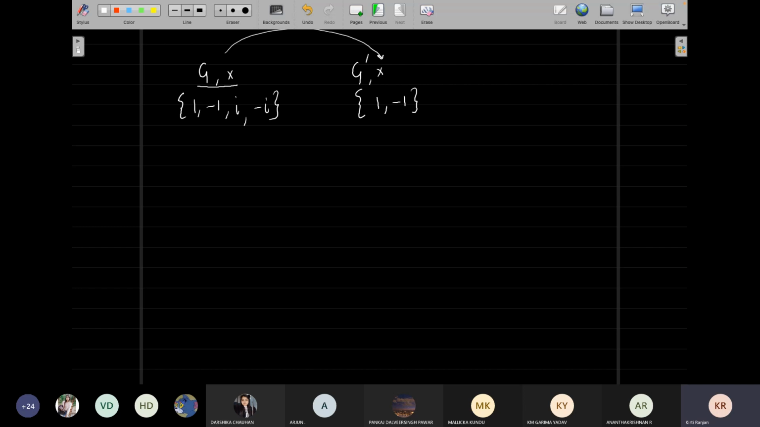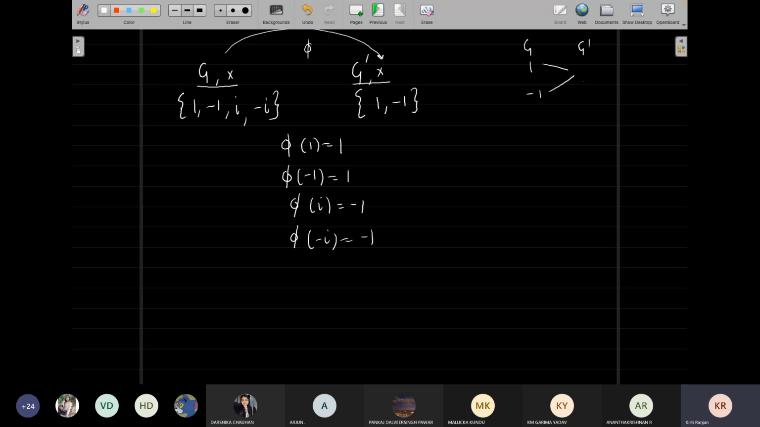So I have this G, and then I have this G star. Now I can think about a map phi, which will take an element of my first group and give me an element of the second group. Let me just give you a map. Phi of 1 is equal to 1. Phi of minus 1 is equal to 1. Phi of i is equal to minus 1. And phi of minus i is equal to minus 1. So I just constructed a map where 1 and minus 1 give you 1, the identity of G prime, and i and minus i give you minus 1.